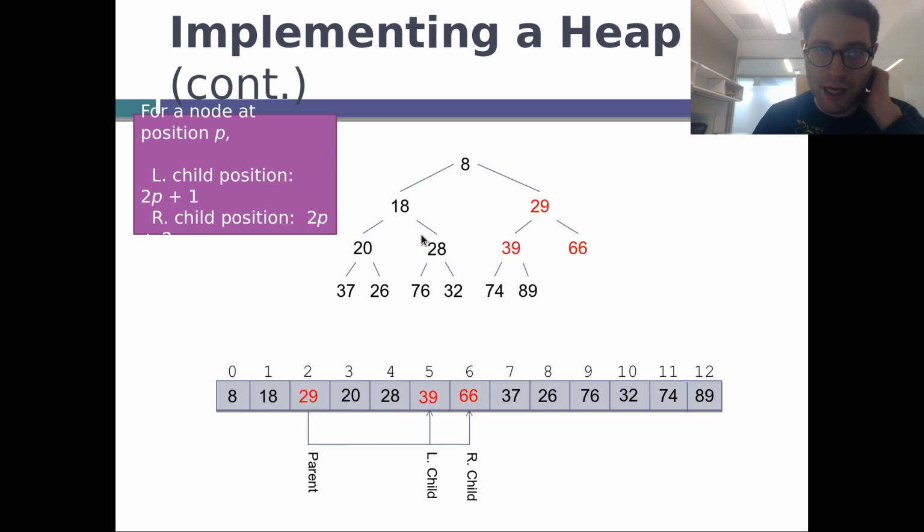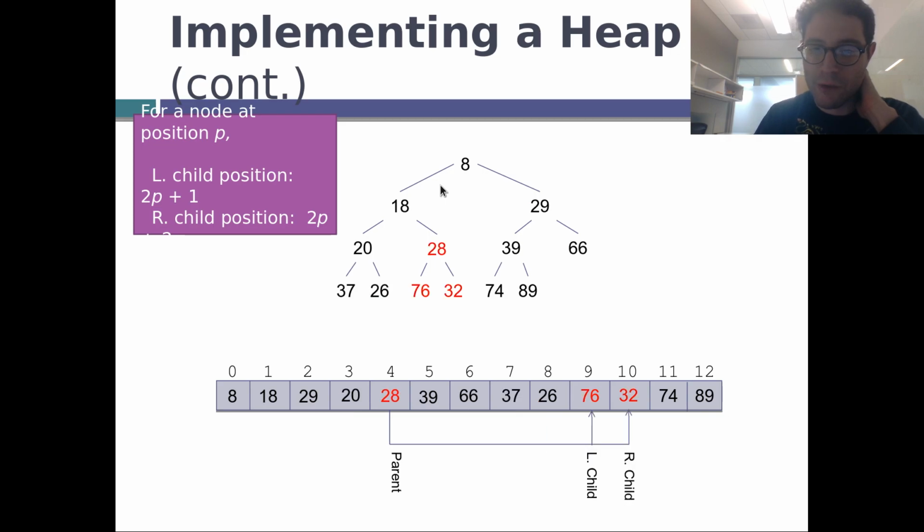Right? For 29, again, my index is 2. 2 times 2 gives me 4, plus 1 gives me 5. So my left child's at index 5. And my right child is at 2p plus 2. So it's at index 6, right? 4 plus 2 is equal to 6. So this formula works out pretty well.